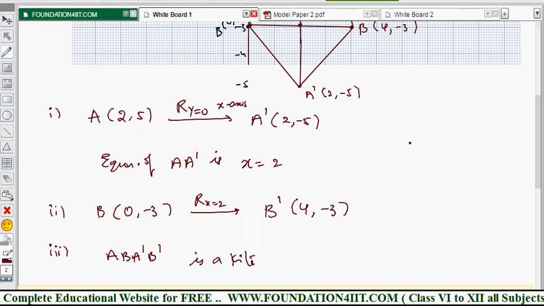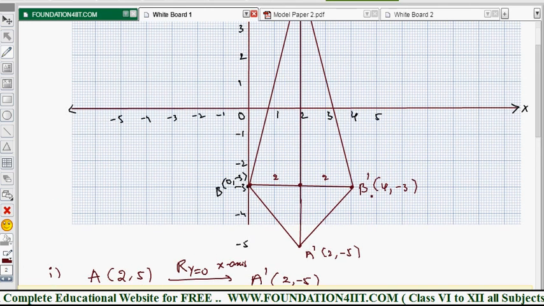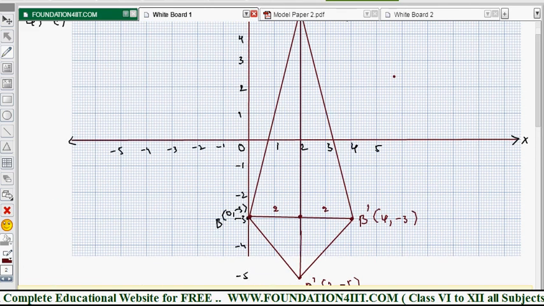So formulas and properties you must know. Whenever a line is parallel to x-axis, that's y is equal to 0. And y is equal to k means which is parallel to x-axis at a distance of k units. Okay, there are two properties: x is equal to k and y is equal to k. X is equal to k means which is parallel to y-axis at a distance of k units. Similarly, y is equal to k means which is parallel to x-axis at a distance of k units. Right?